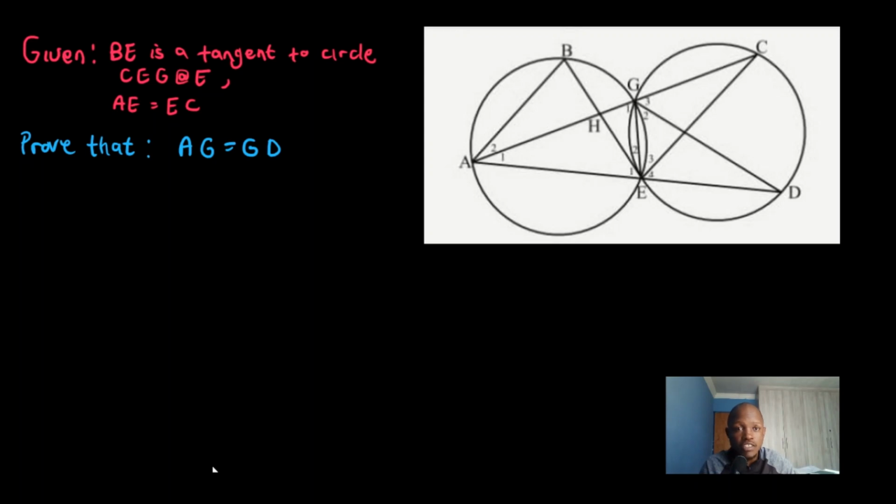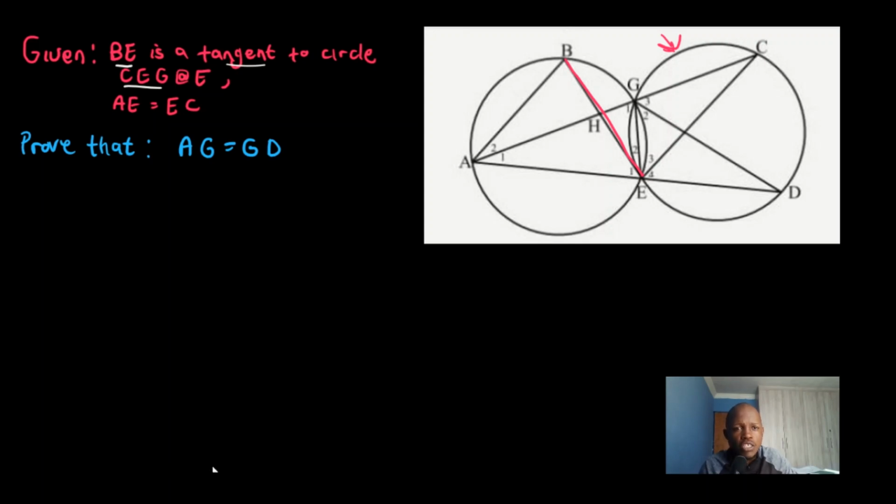It looks really interesting. The statement that we're given, always check the statement. We are given that BE is a tangent to the circle of CEG, right? So this is the tangent. I'm just going to indicate it here. This is the tangent to this entire circle, this circle here, right?